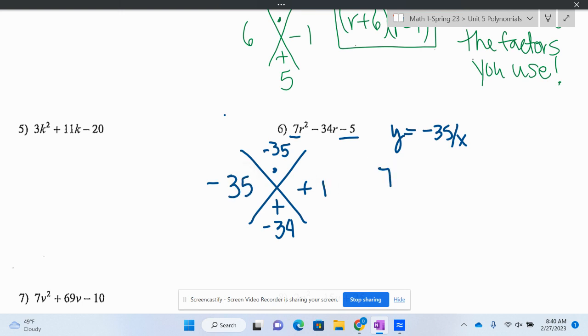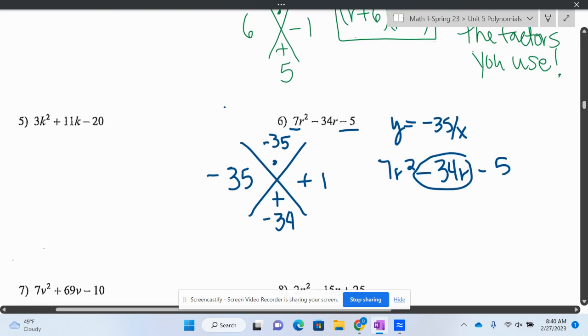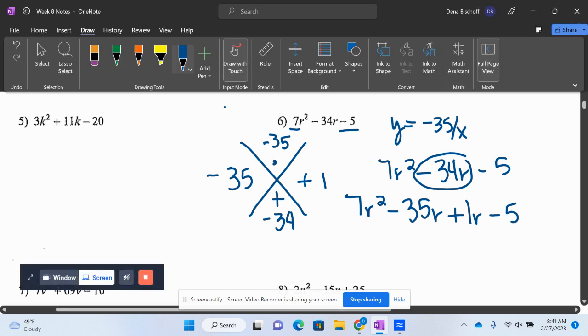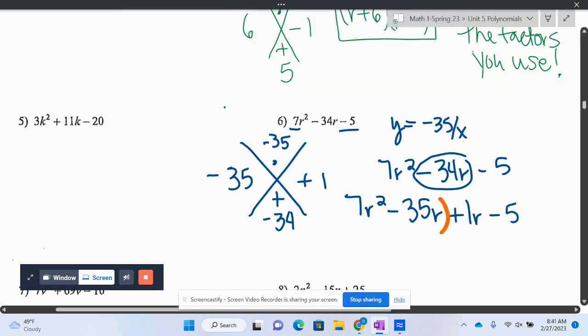So I'm going to factor this by grouping. 7r squared minus 34r minus 5. But remember, I'm replacing this guy right here with the negative 35. So 7r squared minus 35r plus 1r minus 5. And I am going to put some little parentheses around it for grouping. Okay.